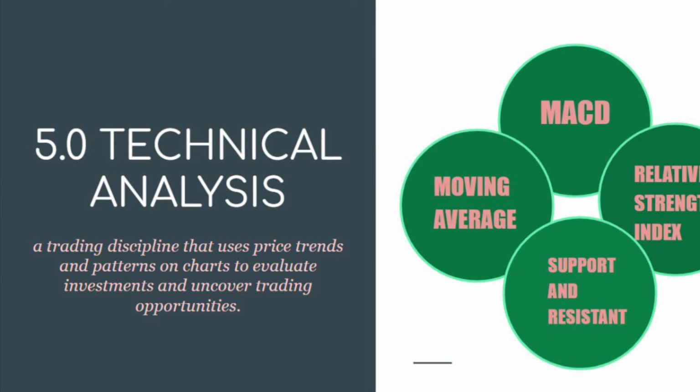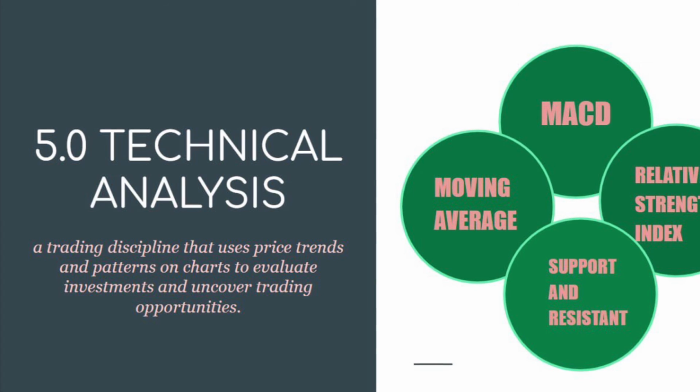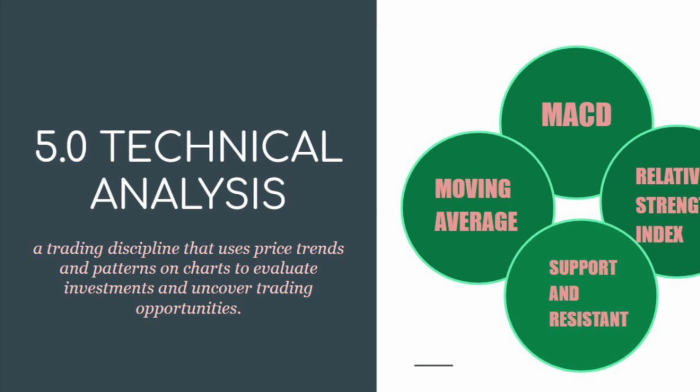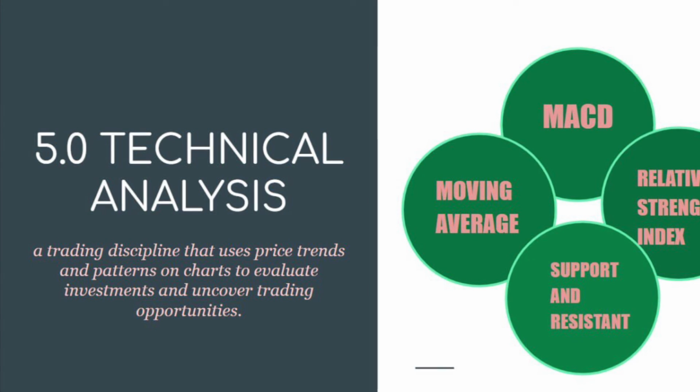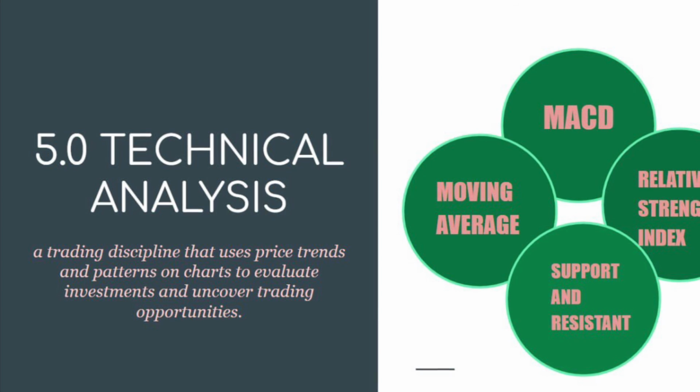The third one is the moving average, or MA. It is a stock indicator that is commonly used in technical analysis. And the last one is support and resistance. The meaning of support and resistance is to identify price points on a chart where the probabilities favor a pause or reversal of the prevailing trend.